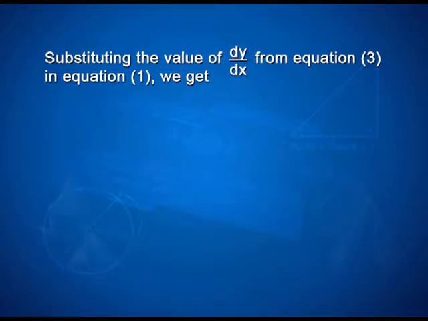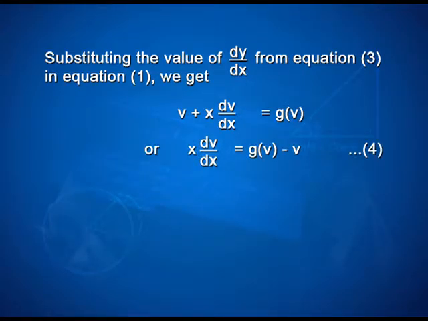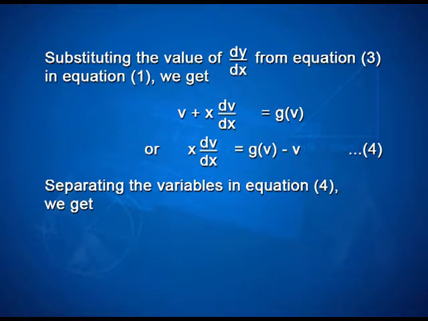On substituting the value of dy upon dx from equation 3 in equation 1, we get v plus x into dv upon dx is equal to g of v, or x into dv upon dx is equal to g of v minus v. Take this as equation number 4. Now, separating the variables in equation 4, we get dv upon g of v minus v is equal to dx upon x. Take this as equation number 5.